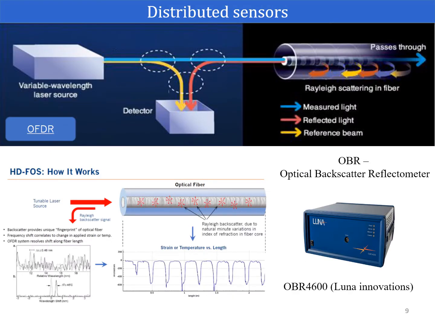The operational principle of the distributed fiber optic sensor based on Rayleigh scattering is shown on the slide. This technique relies on frequency modulation. The incident light wave is a quasi-continuous wave, whose frequency varies linearly with time. The Fourier transform of the backscattered signal corresponds to the temporal trace of the intensity of the backscattering. In this work, an optical backscatter reflectometer by Luna Innovations was used to carry out distributed measurements.